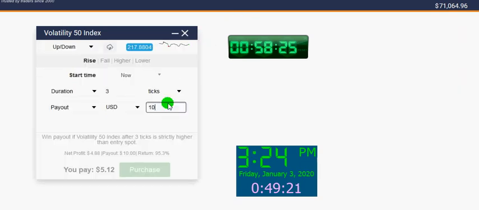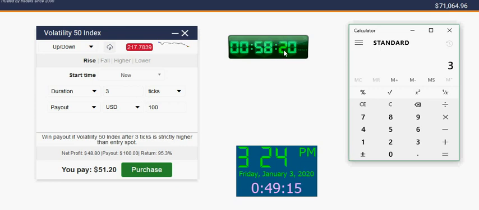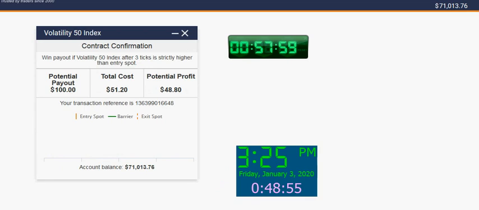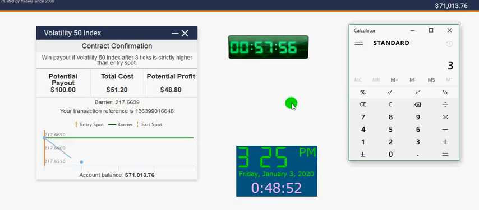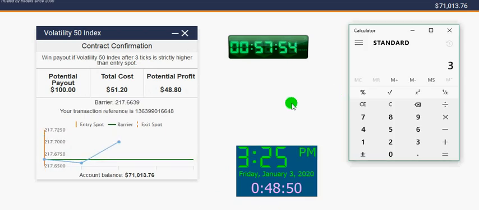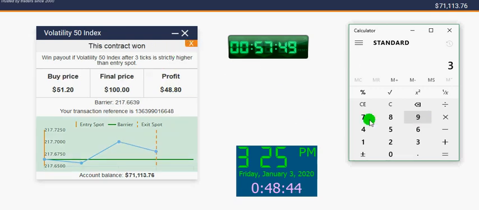So in our trade number 3, I will be staking 100 USD. So when it is exactly 57 minutes, we click on purchase. That should be about 30 something seconds after the second trade. Okay, that's our third trade.